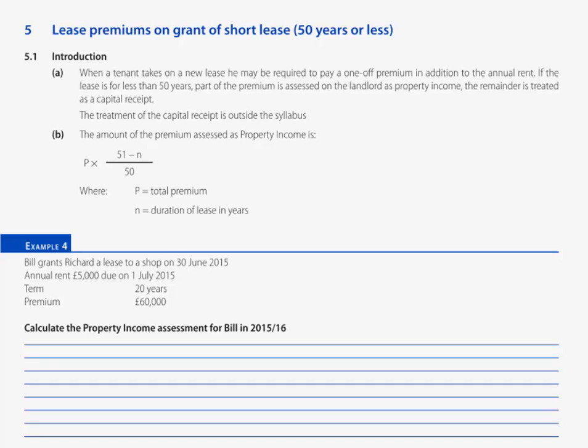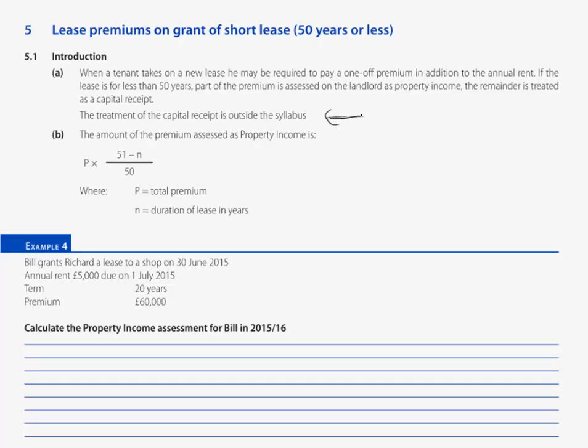A part of this one-off receipt, it is a one-off, it does not recur each year of the lease, as does our rental income. A part of this one-off premium is to be treated as income. The other part of it is to be treated as a capital receipt that would then go into a capital gains calculation. But fortunately for us, as we'll see noted here, the treatment of that capital receipt is outside our syllabus. So we don't have to worry about that. Not now at F6, nor indeed even at P6, should you go on to look at advanced taxation.